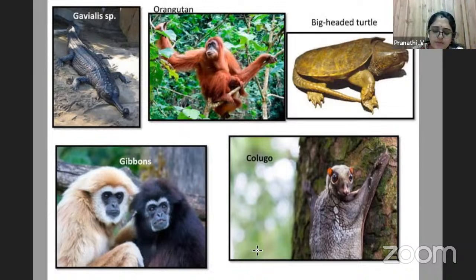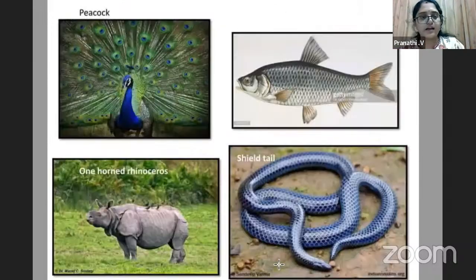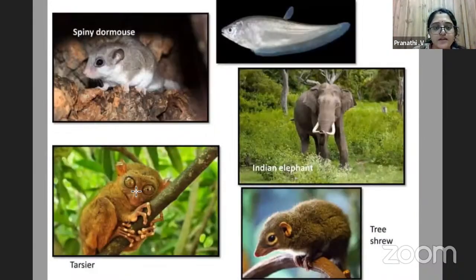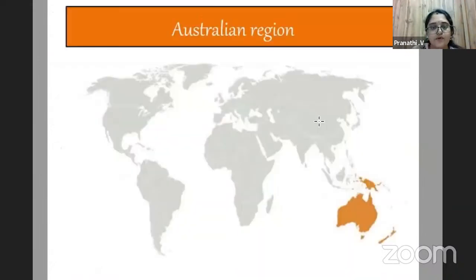And the birds include sparrows, crows, mynas, woodpeckers. All of these are indigenous. And we all know that our national bird of India is the peacock, which is present. We have the one-horned rhino, which is present in the Kaziranga forest in Assam. And then you have a shield-tailed viper. Then you have the different kinds of shrews and the Indian elephant, not to forget it.